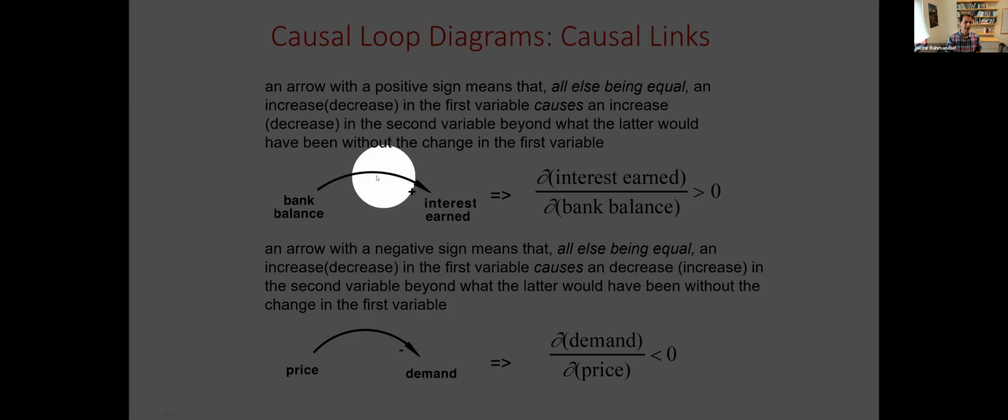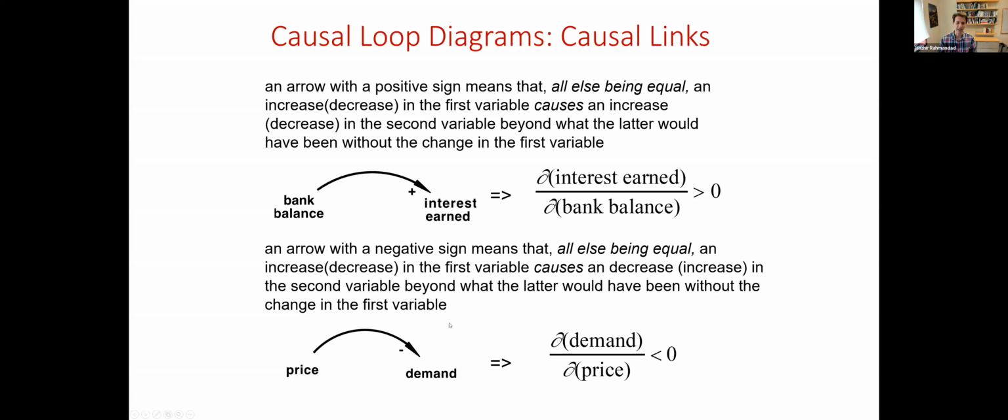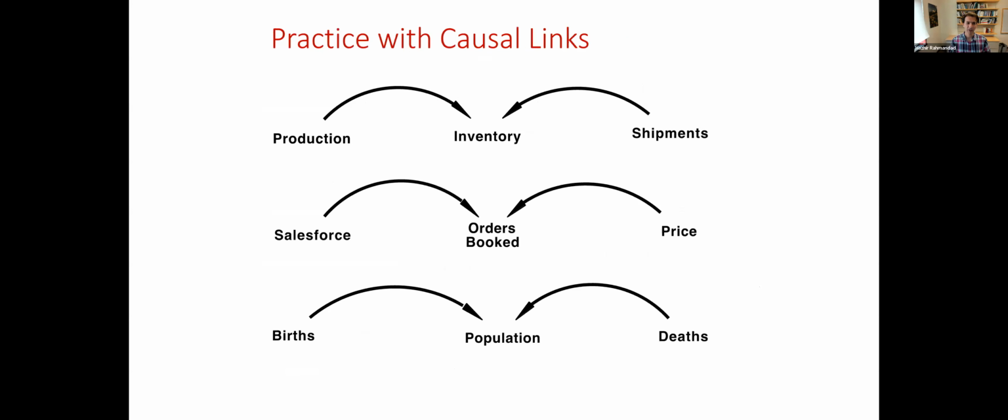So here we have a couple of examples. If you increase your bank balance, your interest earned increases. And if you decrease bank balance, interest earned decreases. Therefore, the polarity is positive. And if you increase price, everything else being equal, your demand goes down. And if you decrease price, demand goes up. So that means a negative polarity in this setting. It's helpful to do a little exercise on these polarities so that the concept is clear. So feel free to do these for yourself before I put some polarities.